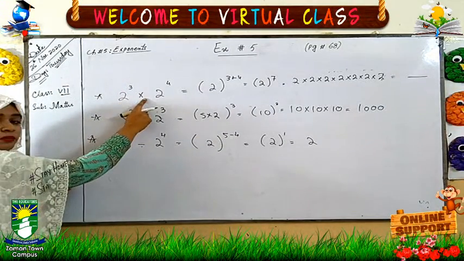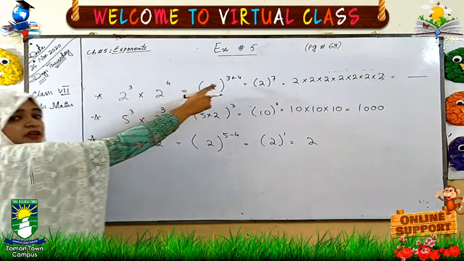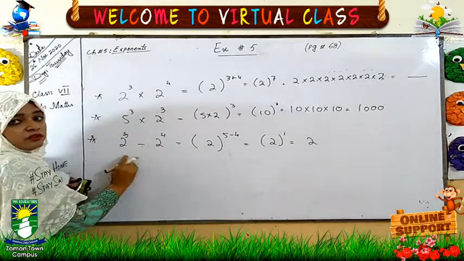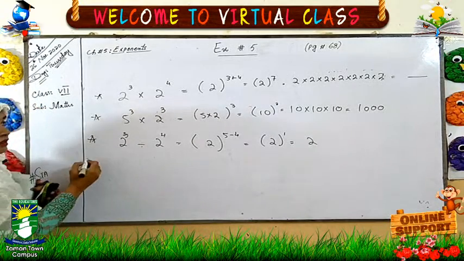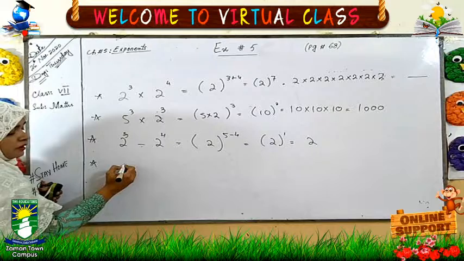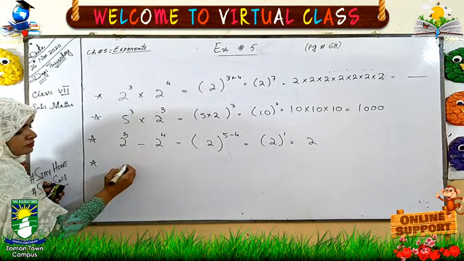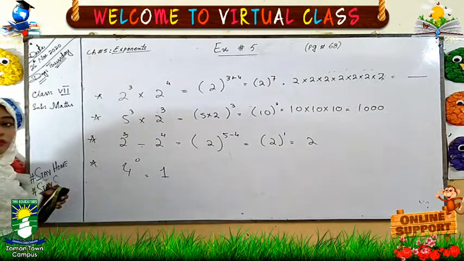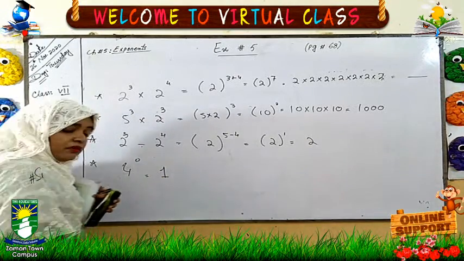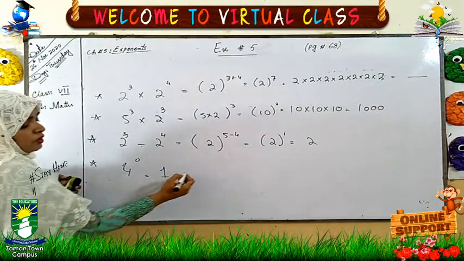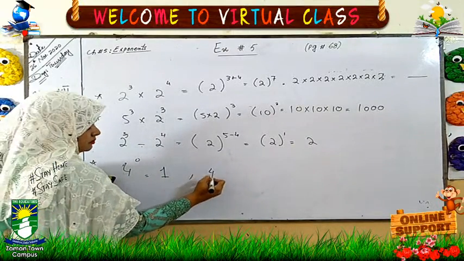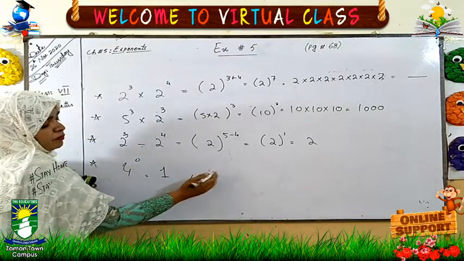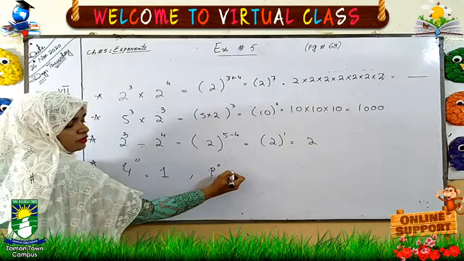When you have a sign of multiplication between your same bases, you will add your powers. When you have a sign of division between your bases, you will subtract your powers. The next thing you have to keep in mind: if the power of your base is 0, then it will always equal 1. Keep this in your mind. Whenever your power is 0, the number or the variable is 1. For example, if you have p power 0, it is equal to 1.